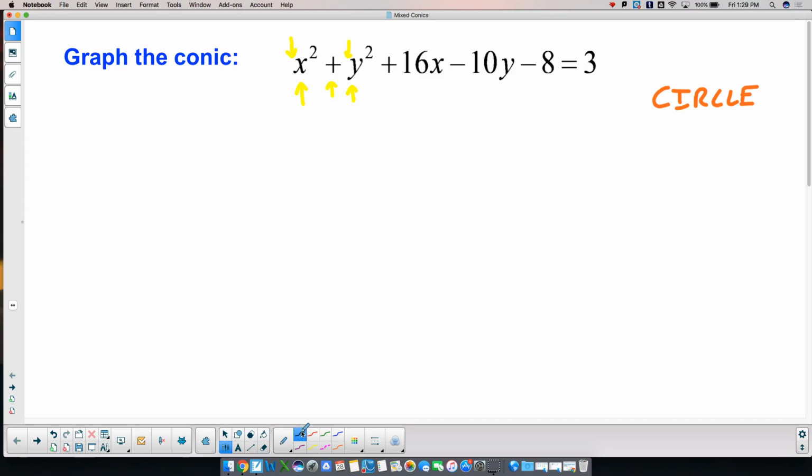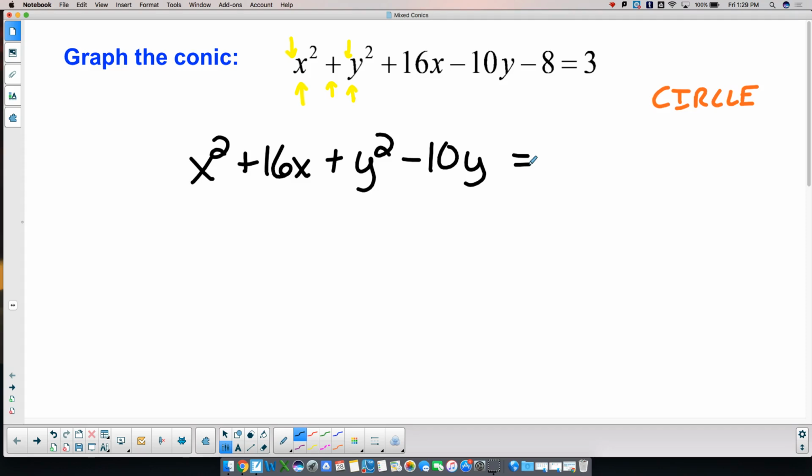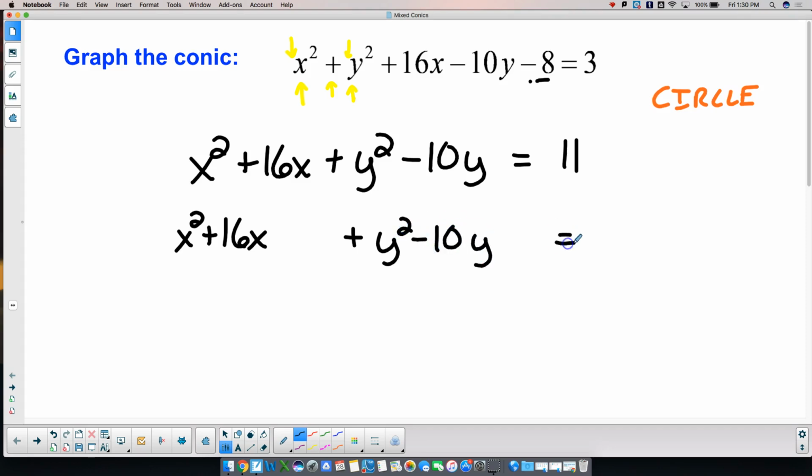So first thing that we're going to do is group our x's together, group our y's together, and move the -8 from right here to the other side. So that's going to become 11. Now, if I had some coefficients, I would factor out those coefficients here. If not, we're going to work completing the square on the x part, then on the y part, and in the end, we're going to be nice and pretty.